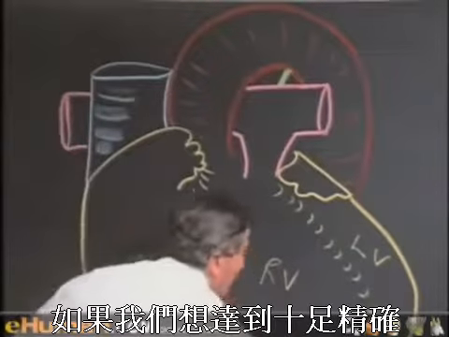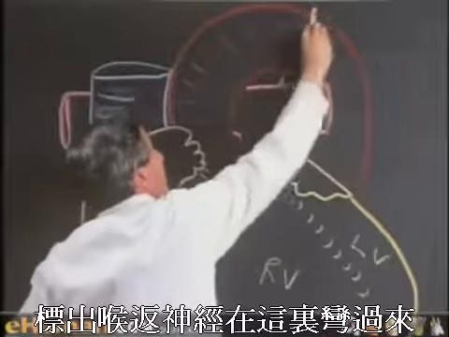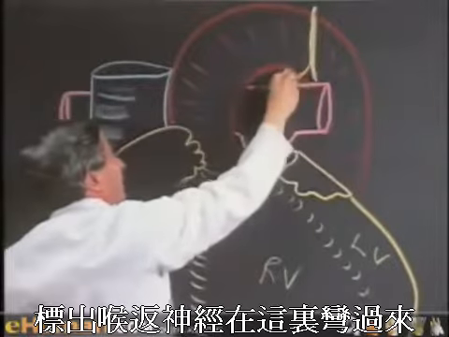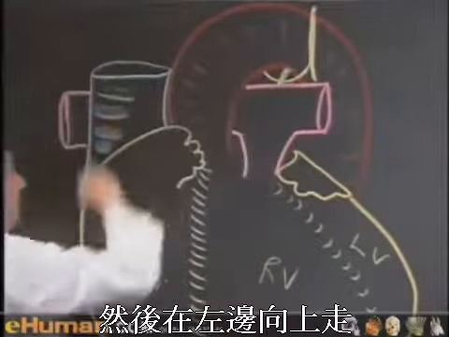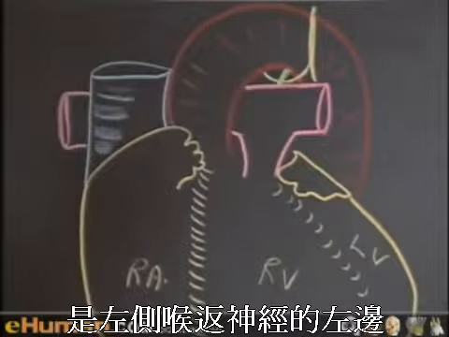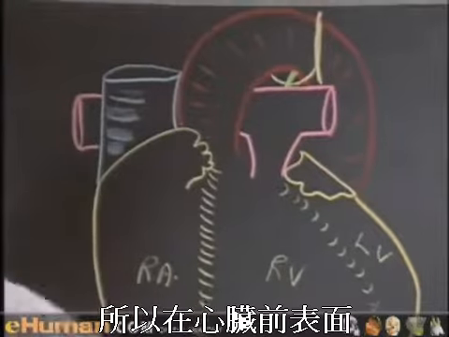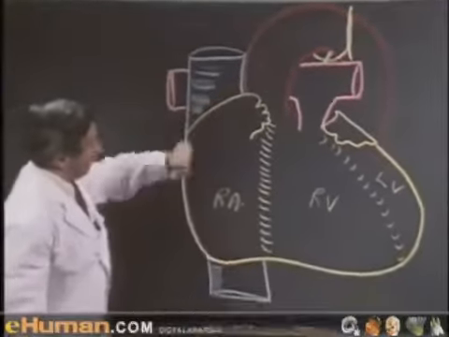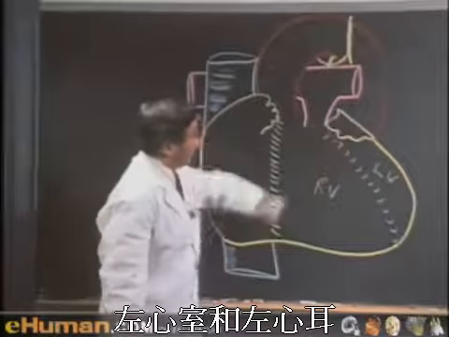And so if we want to be absolutely accurate here, we could bring down the vagus nerve and show the recurrent laryngeal nerve arching round underneath there and going up on the left side as the left recurrent laryngeal nerve. So then, on the anterior surface of the heart, we have the right atrium, the right auricular appendix, the right ventricle, the left ventricle, and the left auricular appendix.